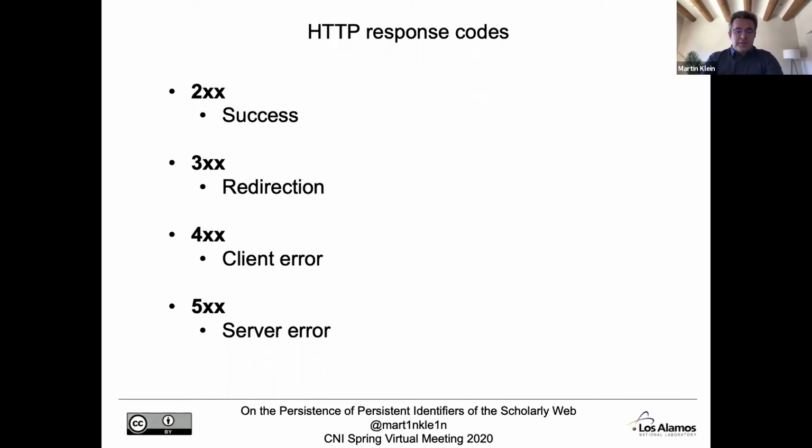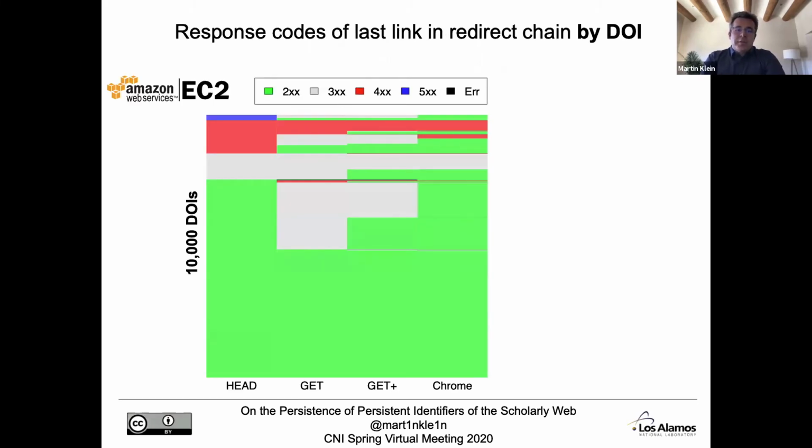So let's start and look at some results of our experiments. This visualization shows the results of our 4 methods dereferencing all 10,000 DOIs. We follow the entire redirect chain per DOI and record the individual links of that redirect chain, and visualize here the response codes of all final links of those individual redirect chains, right? So note that this is the experiment as conducted from an Amazon cloud instance. So this is our EC2 AWS instance, so the external network, if you will.